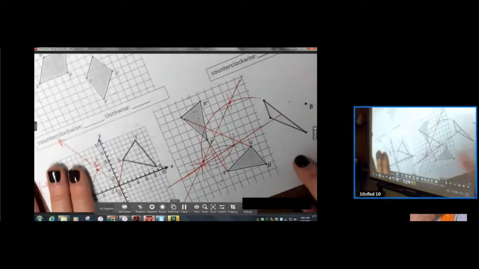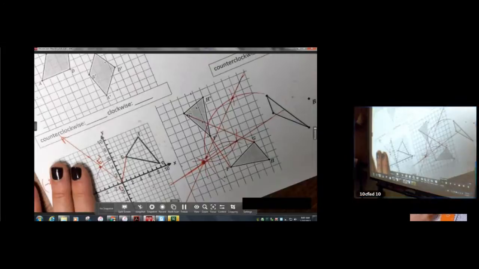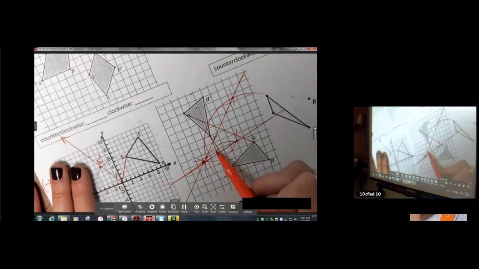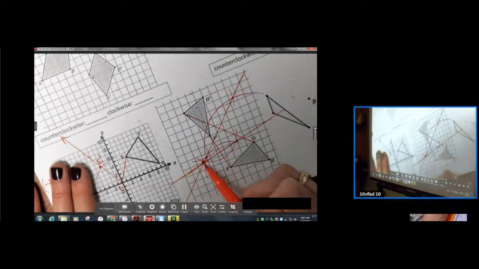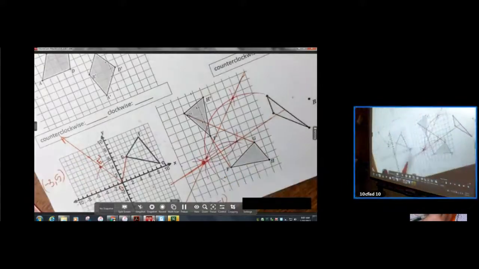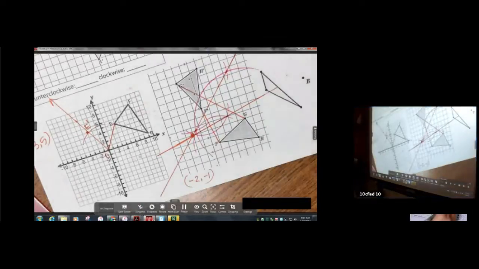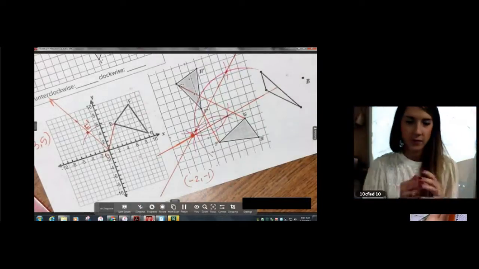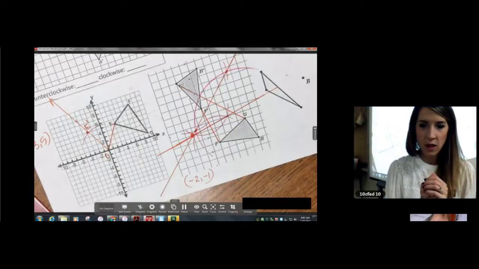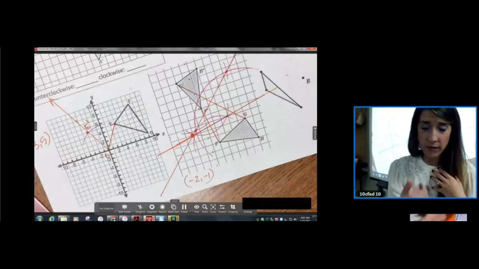So now we're trying to find out where those orange segments intersected, and I hope that it's at -2, -1. But if I'm off a little bit, that's okay because it'll be multiple choice on your test. What do you think about that? A little messy? Yeah? Okay, yeah. I might have been off. You might not have been off.